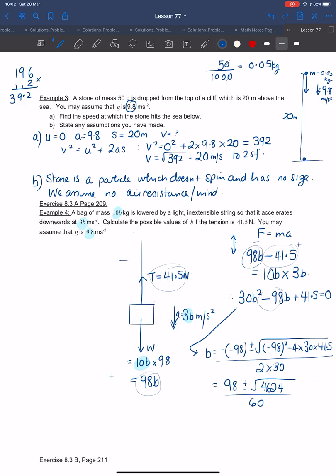Right, so now we've got 98 plus the square root of 4624, divided by 60, equals 2.8, or 98 minus the square root of 4624, divided by 60, or 0.5. Okay.